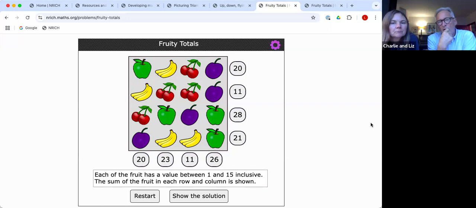Okay, so in column 4, I've got 2 apples and 2 plums. In row 3, I've got 2 apples, a plum, and a cherry. And that row is worth 2 more than the far column. So that tells me that cherries are worth 2 more than the plums. Agreed.